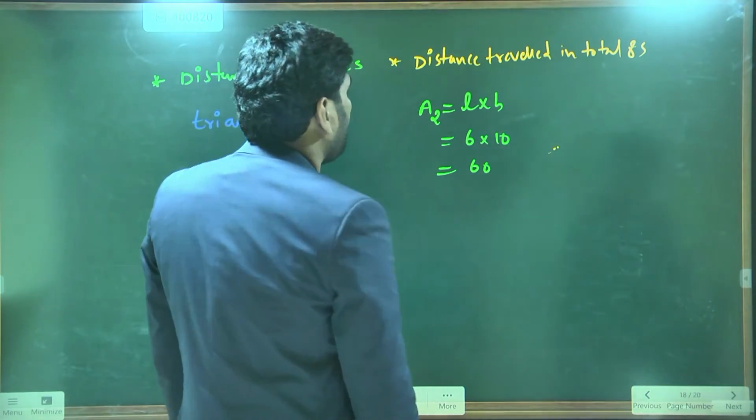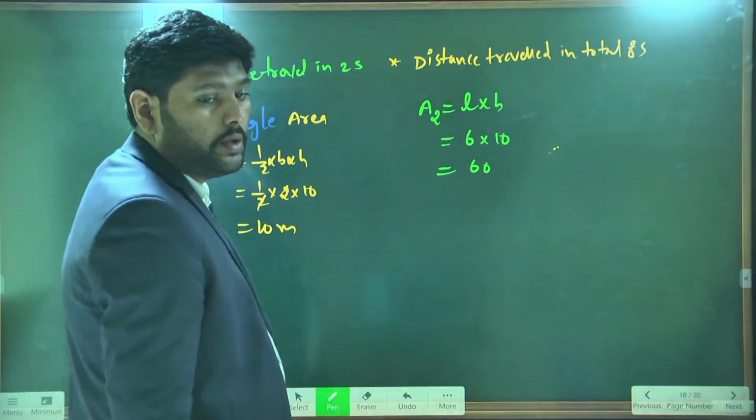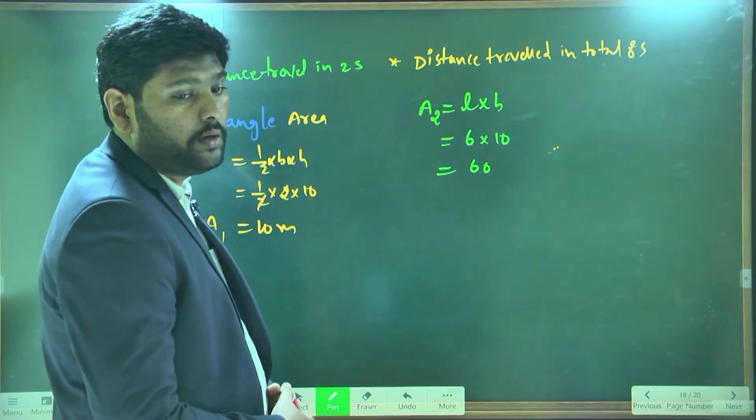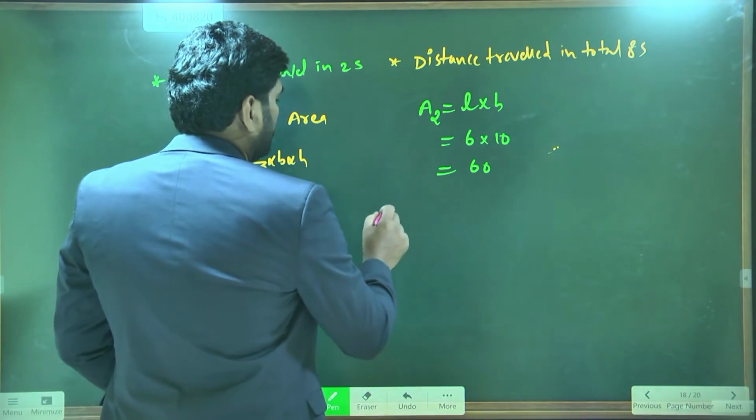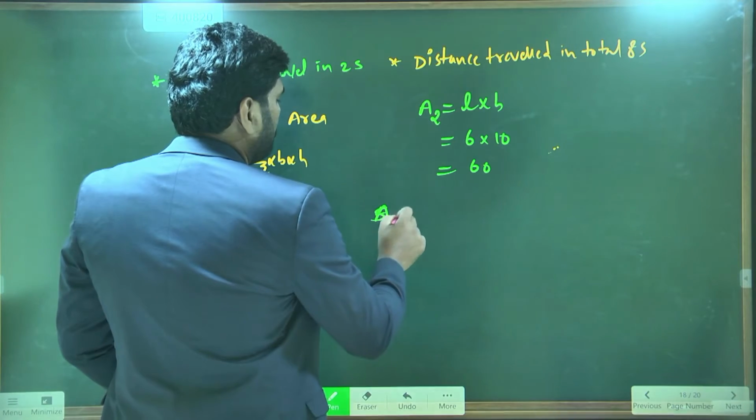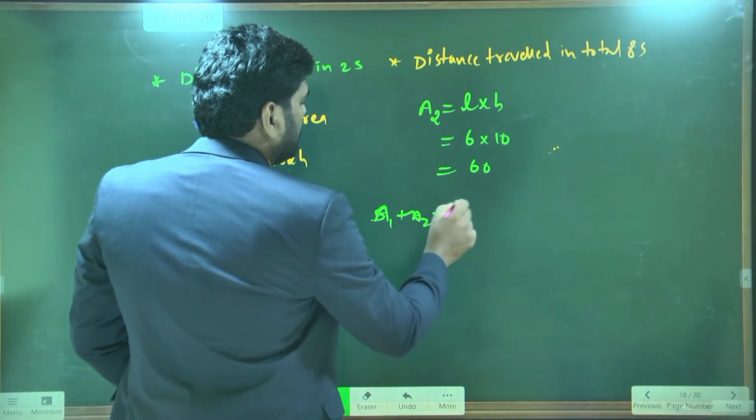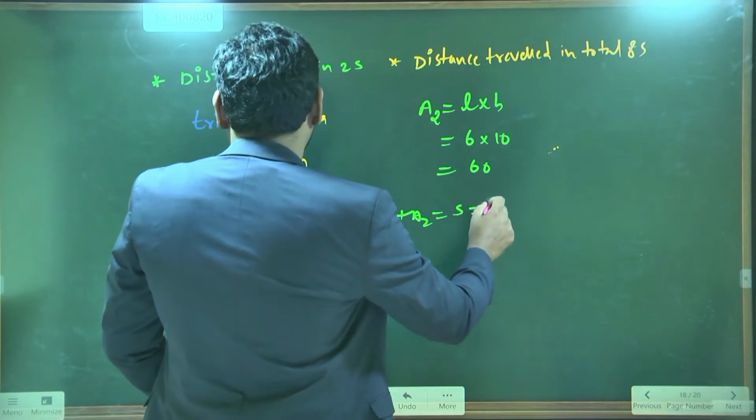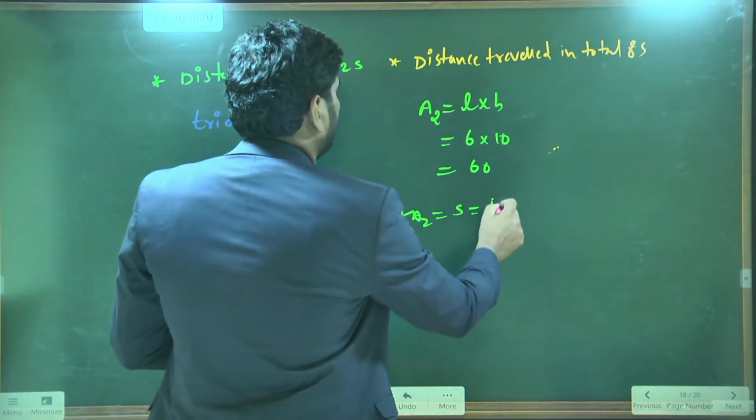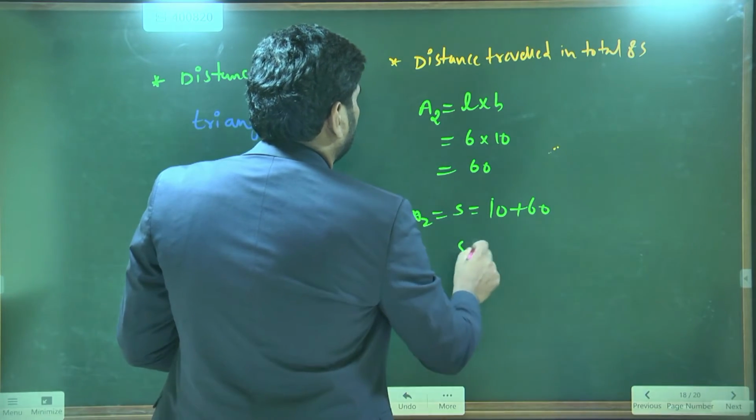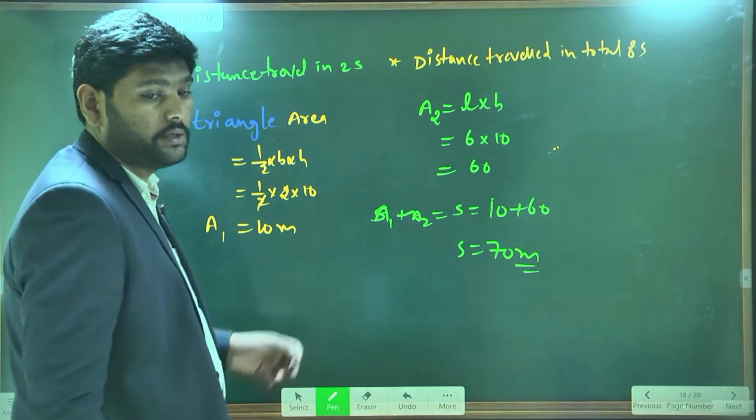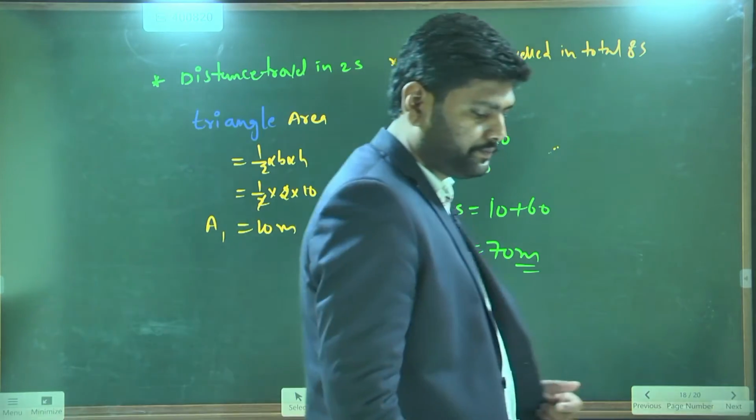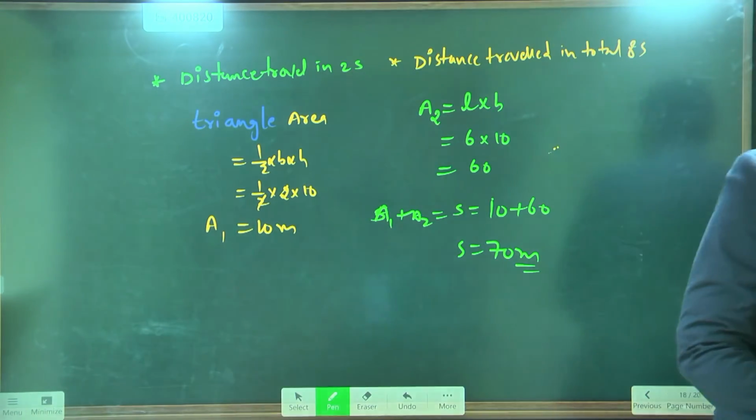So this is only the half part. But I'm asking for the total distance, so to find the total you can add area 1 plus area 2, which is equal to 10 plus 60, which is equal to 70 meters. That is the distance traveled in this direction. Understand?